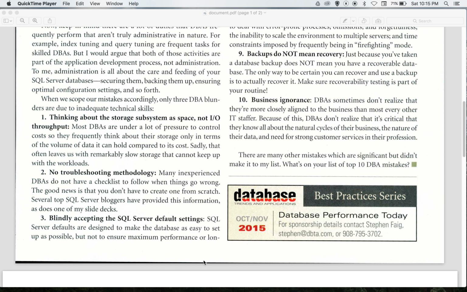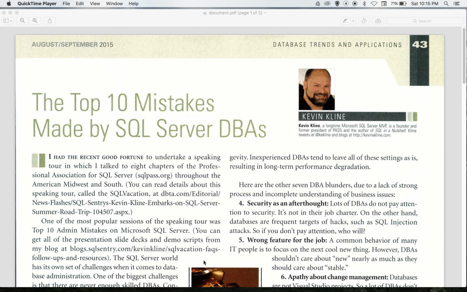Also, blindly accepting the SQL Server default settings. SQL Server defaults are designed to make a database as easy to set up as possible, but not to ensure maximum performance or longevity. Inexperienced DBAs tend to leave all of the settings as they are, resulting in long-term performance degradation.